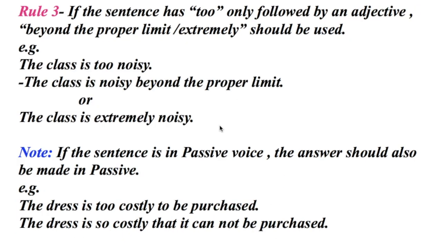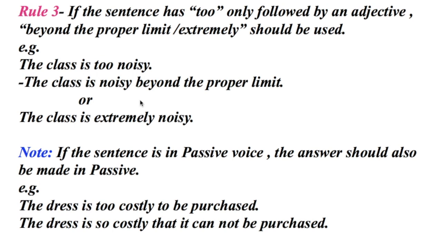Let us begin with the third rule. So the third rule says that if the sentence has too only followed by an adjective, means अगर इस सेंटेंस में केवल too का यूज हो रहा है और to का यूज नहीं हो रहा है, in that case too is to be substituted by beyond the proper limit or extremely.